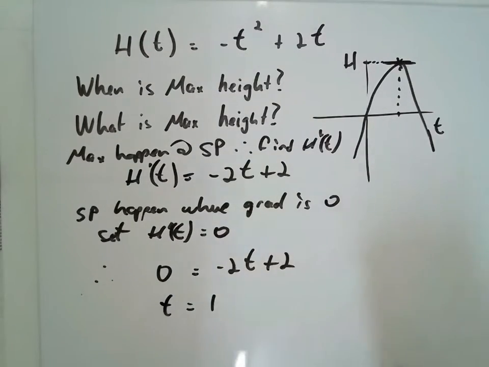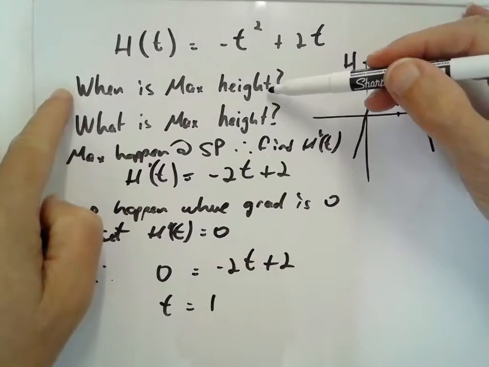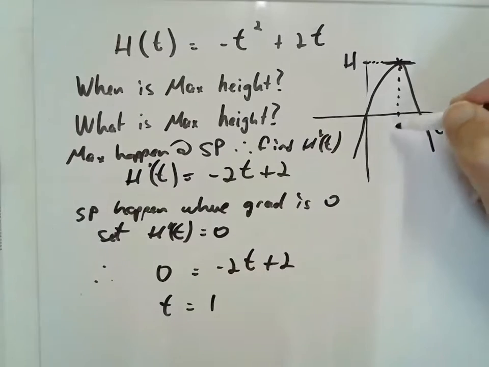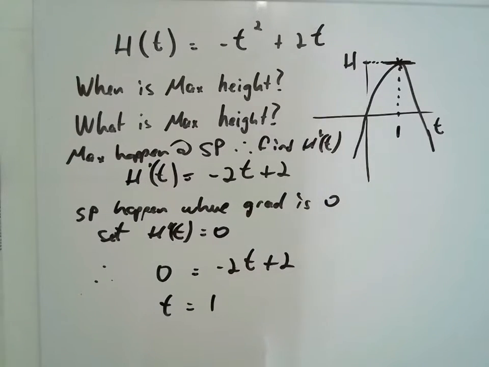So our first question here is, when is the maximum height achieved by the balloon? We've worked out that this t value here is 1 hour. 1 hour after the balloon's let go, it's at its maximum height.